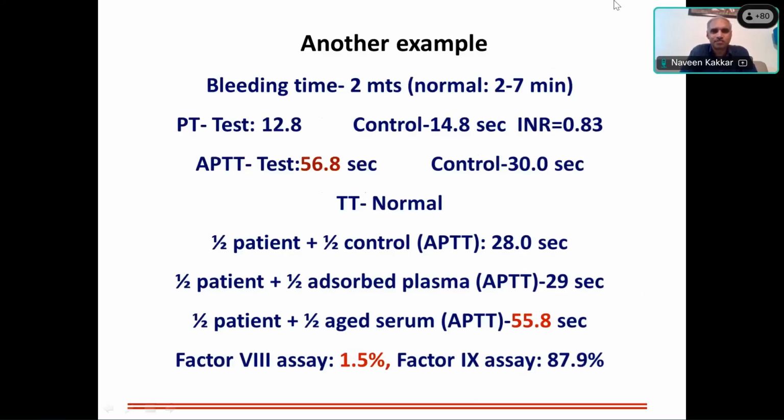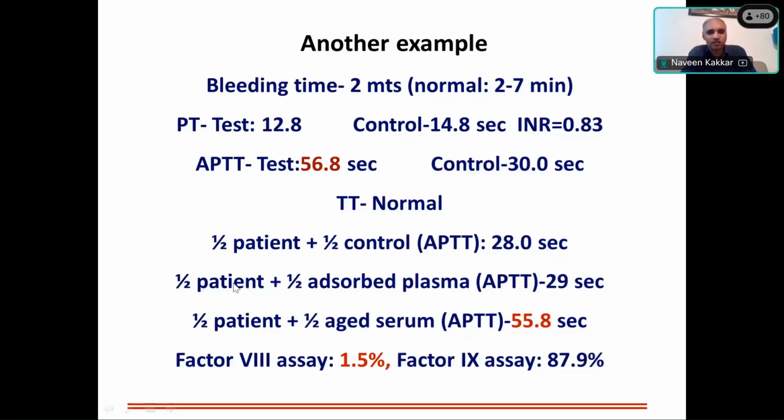I'll give you another example on a basic workup. In this case, CBC was normal, with a typical bleeding history, and bleeding time was normal. So this tells me there is no platelet problem, and we are in the coagulation area. PT of the test is 12, control is 14.8, fine. aPTT is prolonged, control is 30. PT is normal. I'll take you through the mixing study steps. The first step is half patient and half control; aPTT comes back to normal from 56.8. So it tells me there's a factor deficiency.